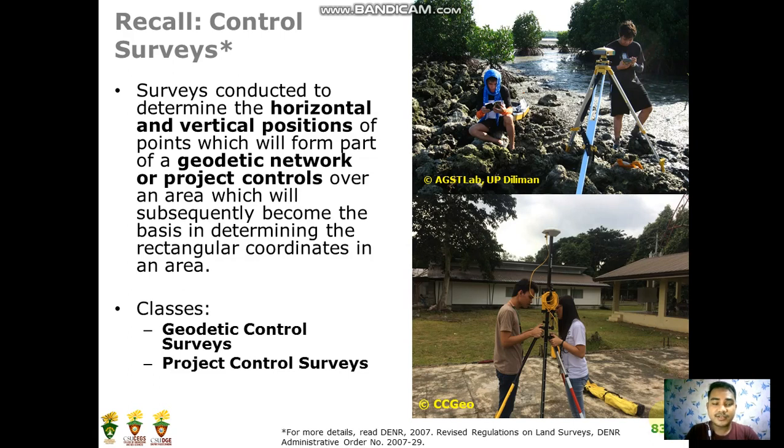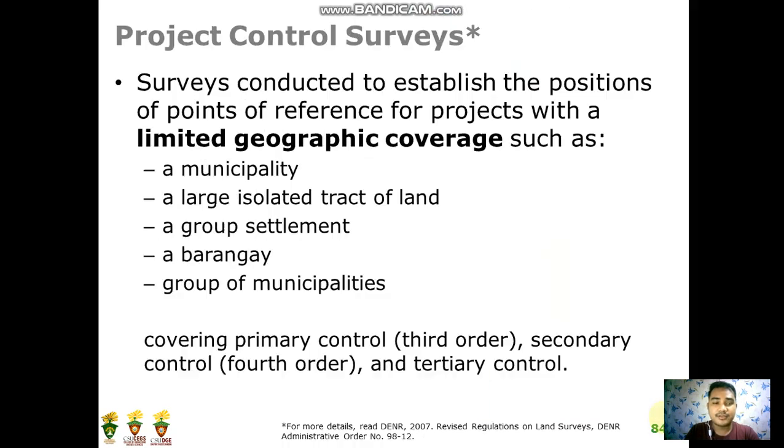Control surveys are surveys conducted to determine the horizontal and vertical positions of points which will form part of a geodetic network or a project control over an area which will subsequently become the basis in determining the rectangular coordinates in the area. So control surveys are the surveys that will be conducted to establish the control networks or control points. So there are two classes, which is the geodetic control surveys and the project control surveys.